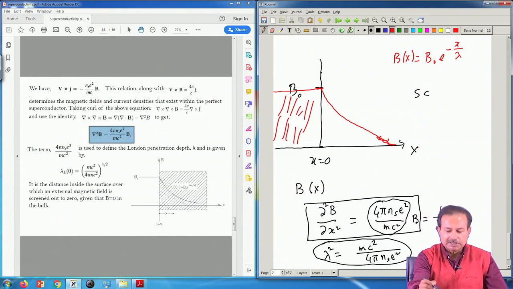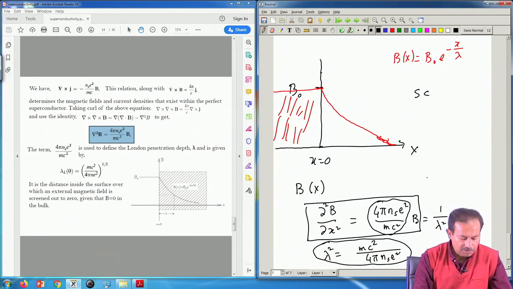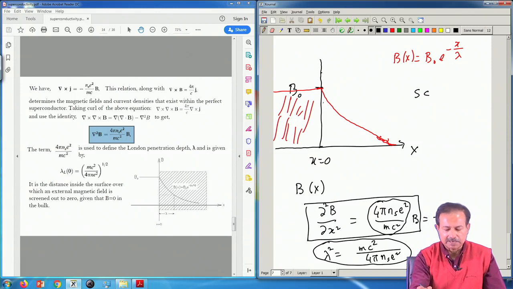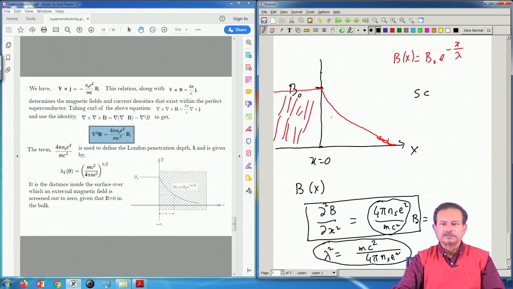So, this basically explains the Meissner effect. Except that it also tells us that at the surface, of course, you will have some region, typically of length lambda, over which you will have a magnetic penetration only at the surface, but beyond that there is no magnetic field inside the superconductor.